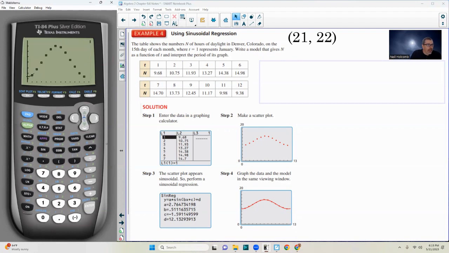And now when I hit graph, the function goes through those points. It is a really good fit for that. And there it is. So that's the graph of the model. So the model appears to be a good fit because those points are on the line. Okay. So n equals 2.76.